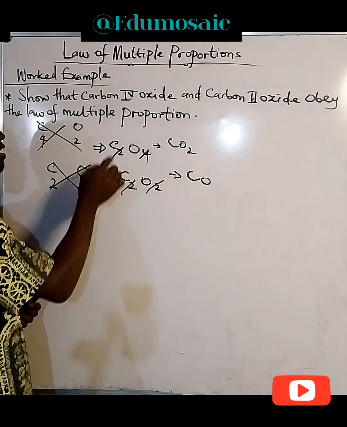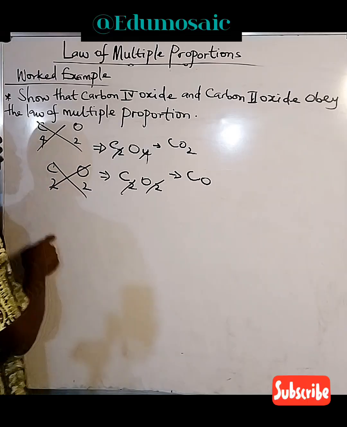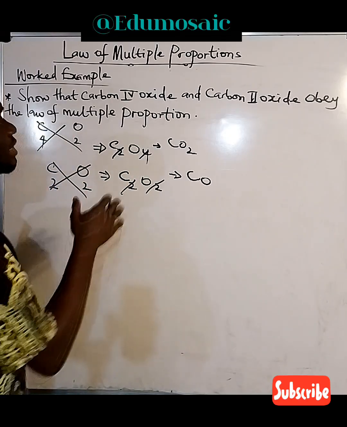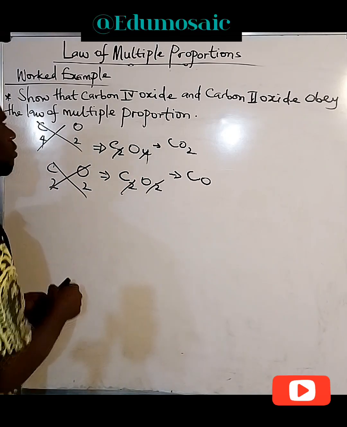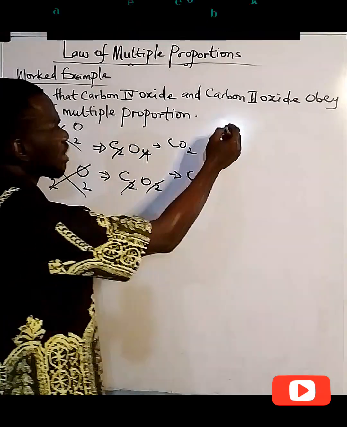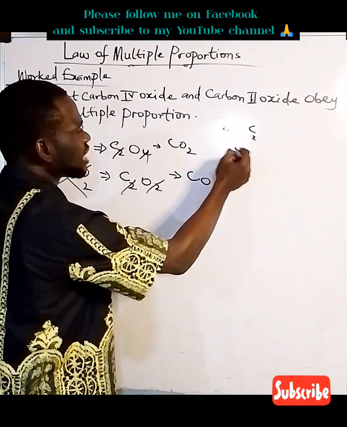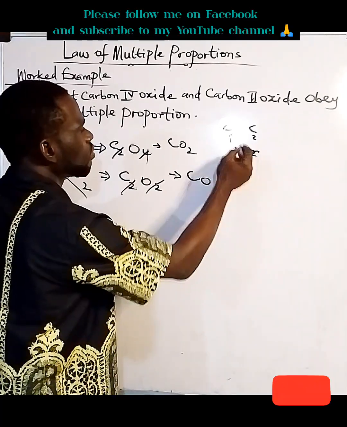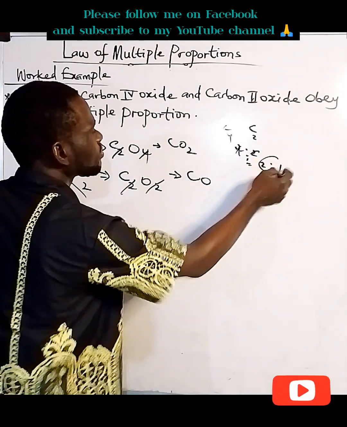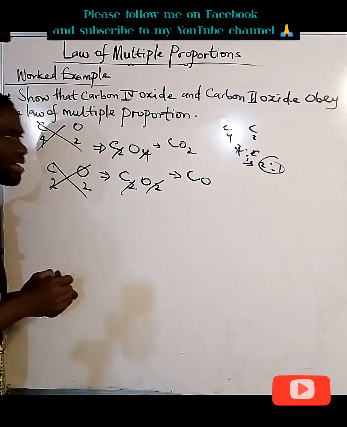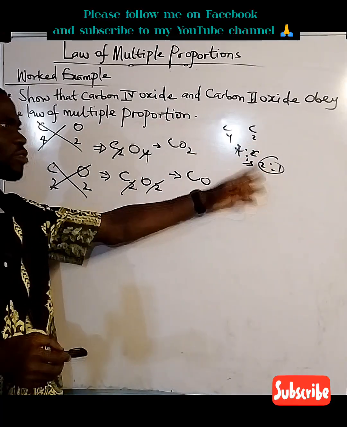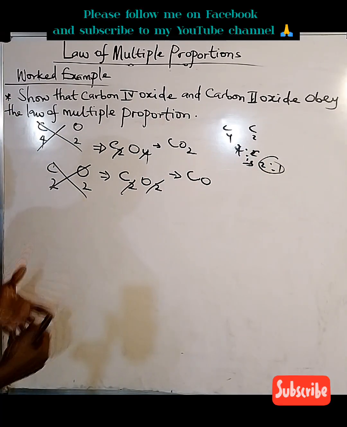So look at the very first one, carbon 4. The next one is carbon 2. So how do we show that this law is obeyed? Now it's very simple. We look at the first, carbon 4, and carbon 2. By the time you check them, 4:2 is 2 here, 1, 2 here, 2, so it's just 2:1. This is a simple way to explain it. Carbon 4, carbon 2. So when you work on them, it's 2:1. But there's another way we can work on them.